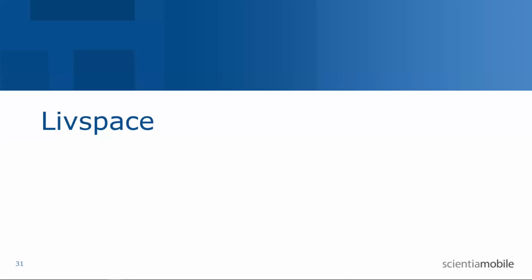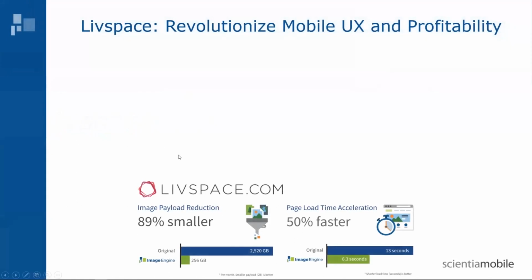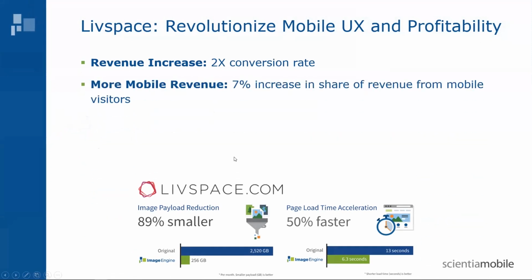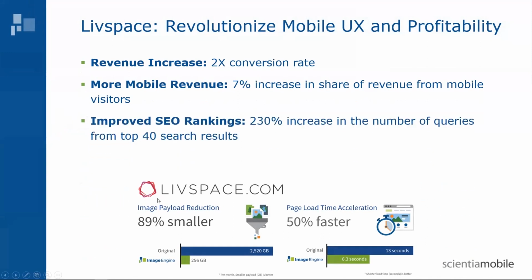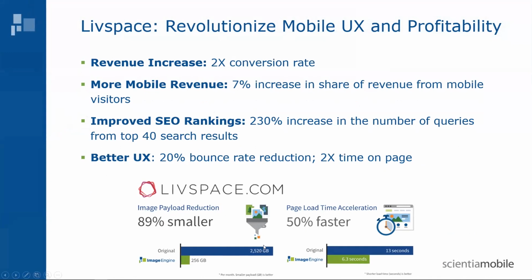And I will talk briefly about one of our client cases, a client that is based in India today, LiveSpace, which is a furniture e-commerce site. They implemented the ImageEngine image CDN, and they saw a huge reduction in the payload on a site-wide basis. They were delivering about 2,500 gigabytes per month, and they took it down to only 256. So about an 89% reduction.